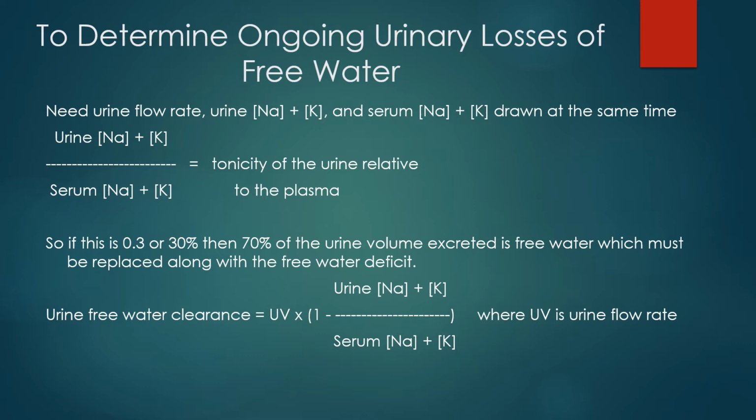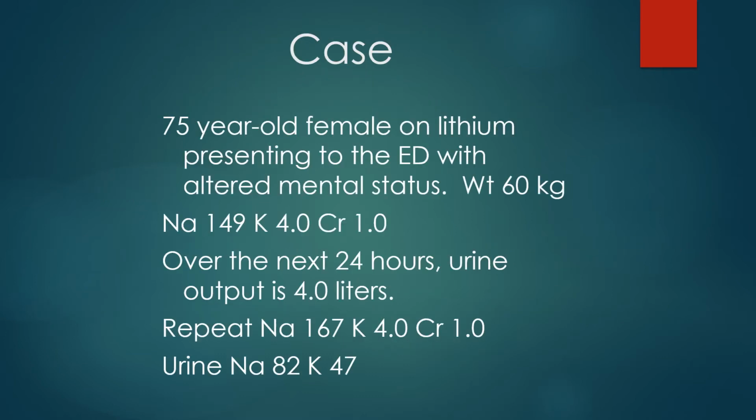Most of the time, in patients who are hypernatremic and dehydrated, you don't have to worry too much about replacing urinary losses of free water since it's usually insignificant. It's usually with DI that you need to consider replacing ongoing urinary losses of free water.